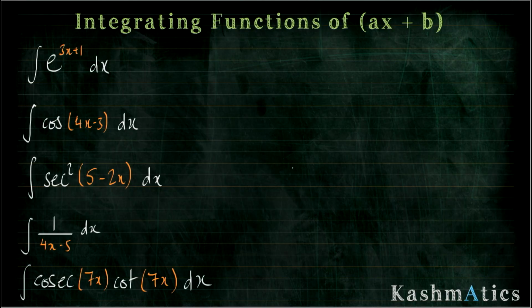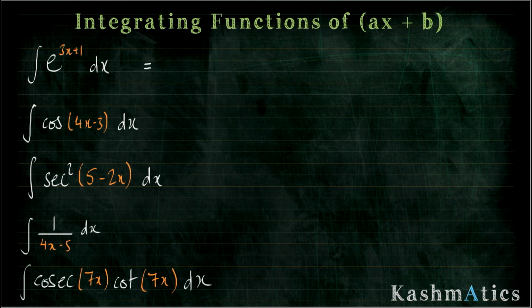Right, so we'll start with these ones that are on the board, and the rule is actually quite a straightforward one. Once you've integrated the main function, now when I mean the main function, so this is the exponential function, this one's the cos, this one's the sec squared, this is a reciprocal function, so 1 over 4x minus 5, and this is a cosec cot x type function. All you actually need to do is divide by a. That's it. Okay, so I'll show you what I mean by that.